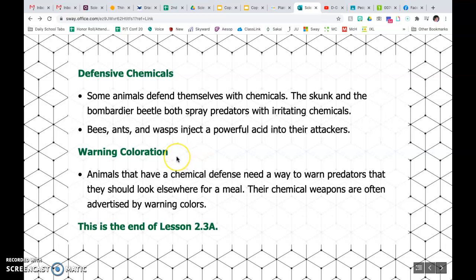And some animals have what is called warning coloration. So these animals have a chemical defense to warn predators, basically telling them, hey, you need to look somewhere else for your meal. You don't want to eat me. I am not going to taste good. So their chemical weapons are often advertised by their color. So that's why it's called warning coloration.